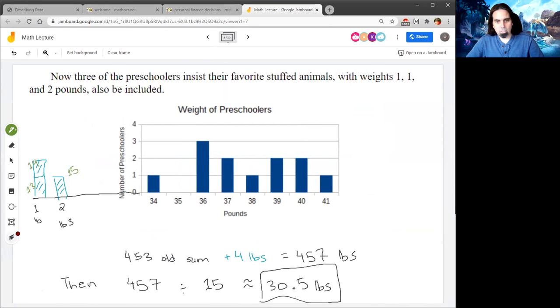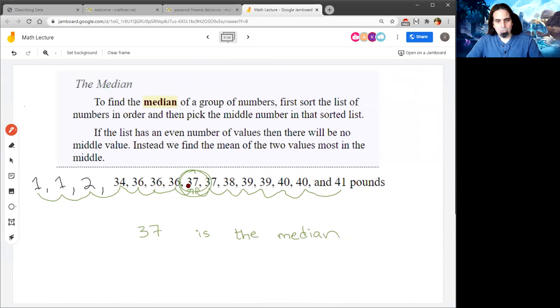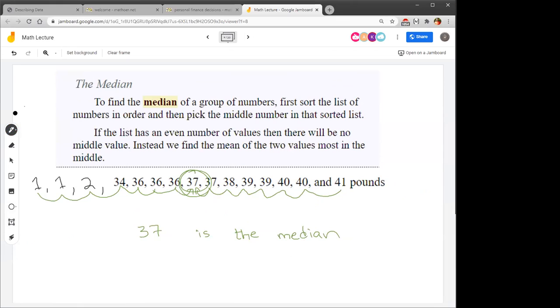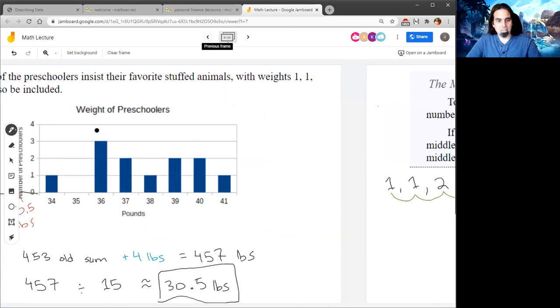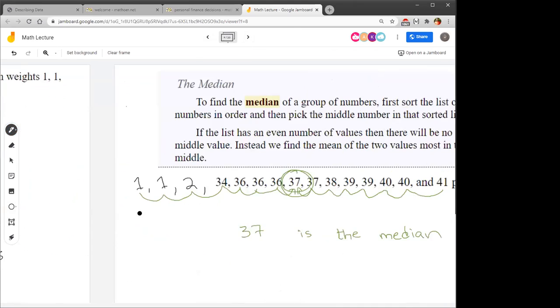Does 37 look like a better answer for what's representative of this classroom? It's a lot better than the 30.5 over here. So how does this process fix our problem? David, I'm not sure why you added the 1 and the 2. Oh, from the 3 stuffed animals. Okay, got it. Thank you.